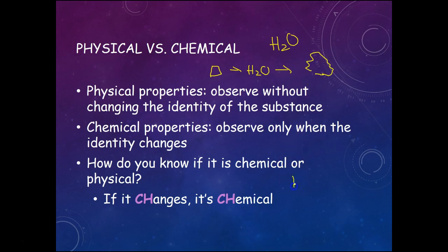Now, the moment I take H2O and I pass electricity through it, I make O2 and H2. That is now a chemical change. So the chemical property: water will break down into hydrogen and oxygen. That is a chemical property. If it changes, it's chemical. So if there's a change in the substance, that means a new substance is formed. It is chemical, it is not physical.